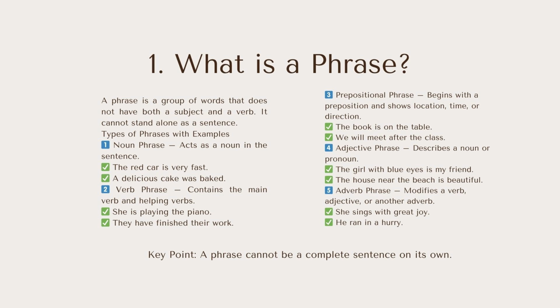Number 5 is adverb phrase. Adverb phrase modifies a verb, adjective, or another adverb. For example, she sings with great joy. He ran in a hurry. Key point: a phrase cannot be a complete sentence on its own.